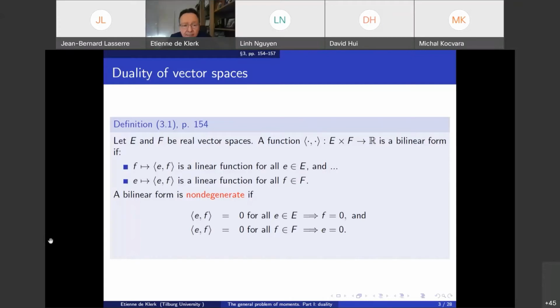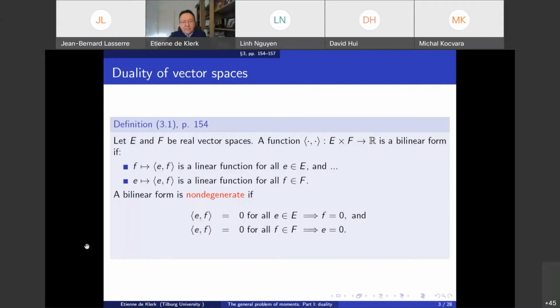Okay, and then there's a second concept of a bilinear form being non-degenerate. It's non-degenerate if the following implications hold for this bilinear form. So basically, if we find that this bilinear form evaluated at e and f is zero for all e in E for a given f, then this given f must be equal to 0. Okay, and similarly, if we find that for a given e, this thing evaluates to 0 for all f in F, then this e has to be 0.